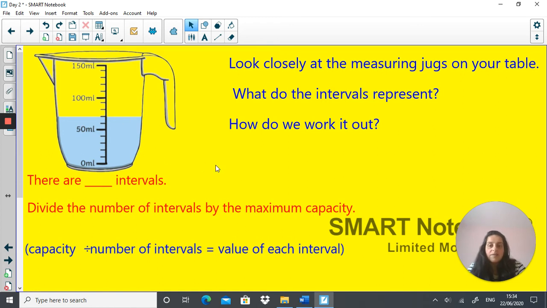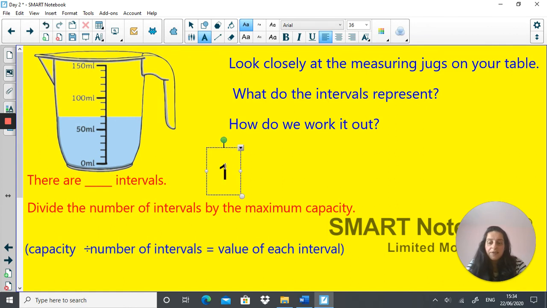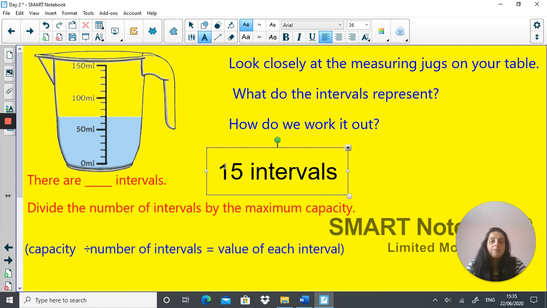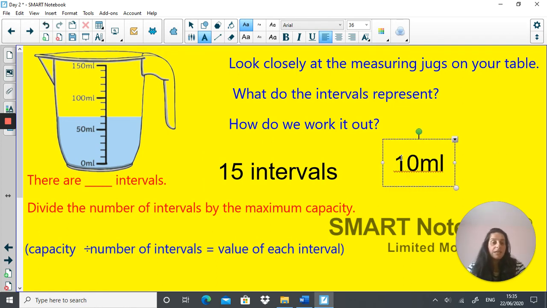Okay, so you write this down. There are 15 intervals. The maximum capacity is 150 millilitres. To work out what one interval represents, we have to divide 150 by 15, which is 10. So each interval is worth 10 millilitres.